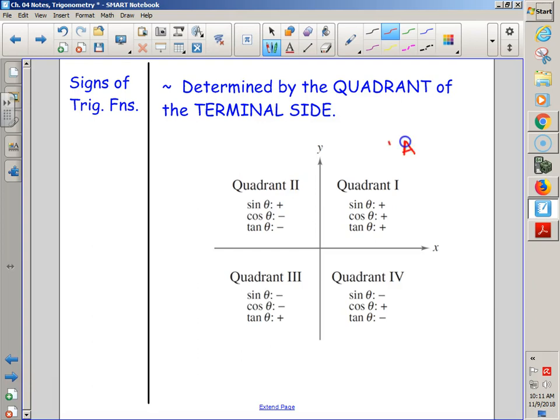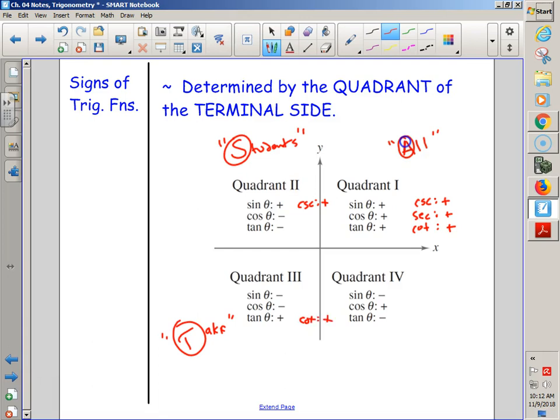We say all. All are positive. And not just all of these, but also, isn't cosecant built on sine? So it's positive. Isn't secant built on cosine? So it's positive. That's what's going on for all these quadrants. When we say students, sine is positive, which means not only sine is positive, so is cosecant, but everybody else is negative. When we say take, tangent is positive, but not just tangent, also cotangent. And when we say calculus or chemistry or classes or whatever you want to say.